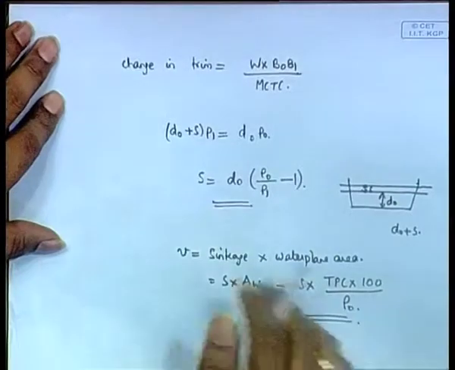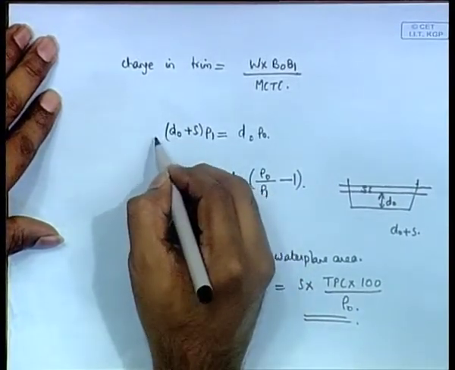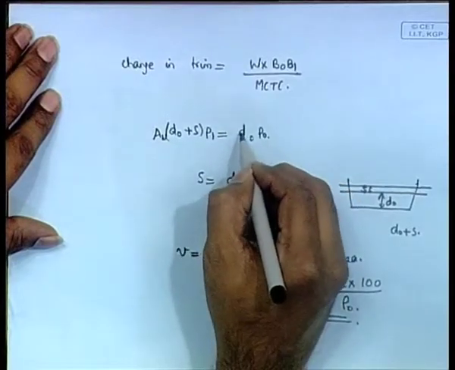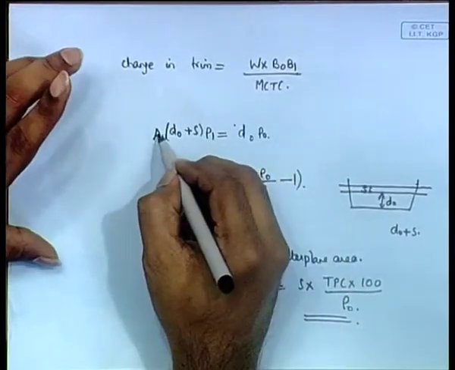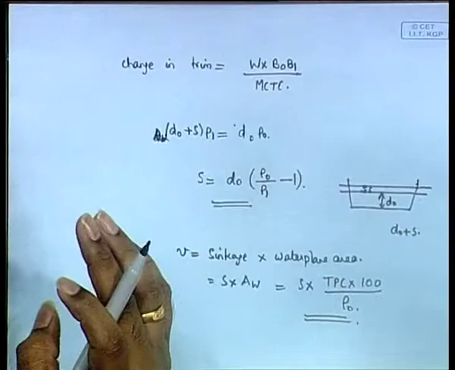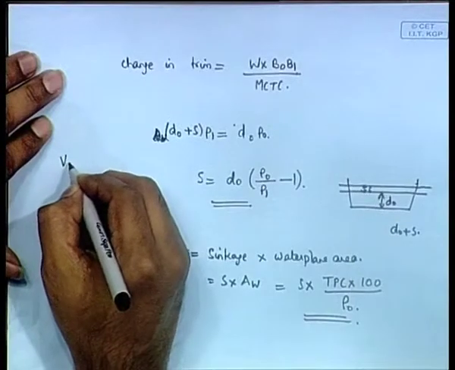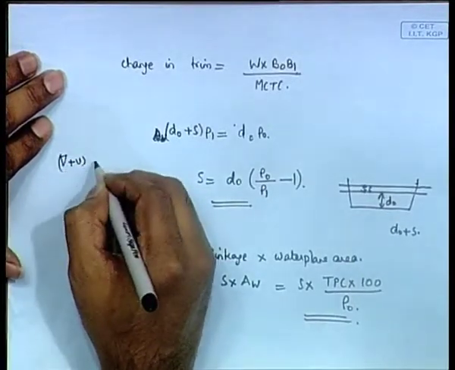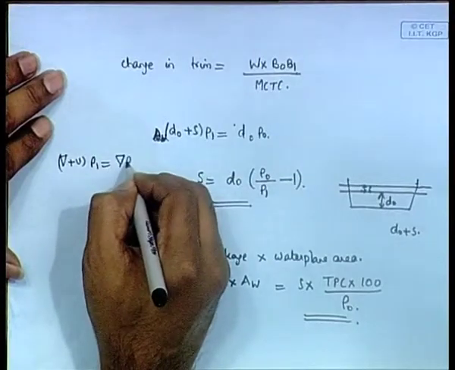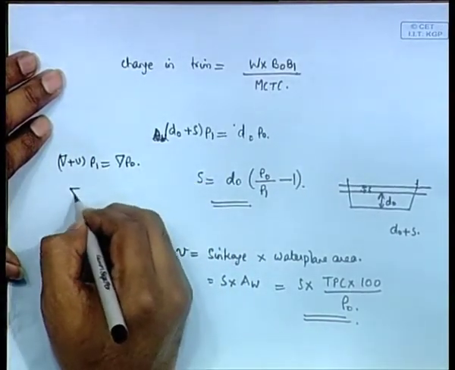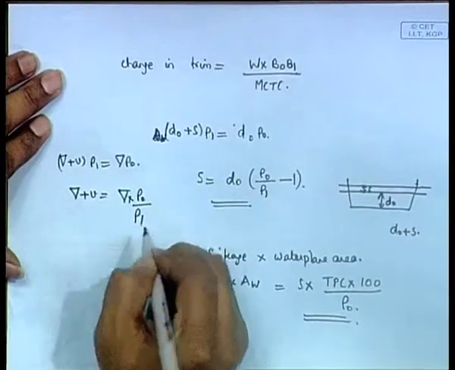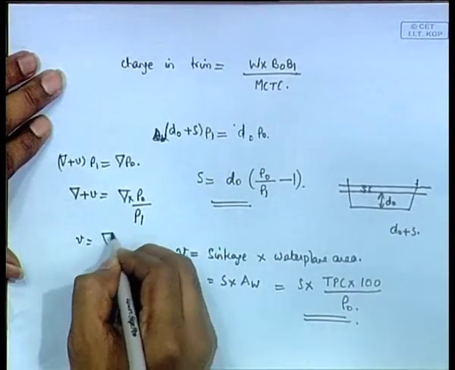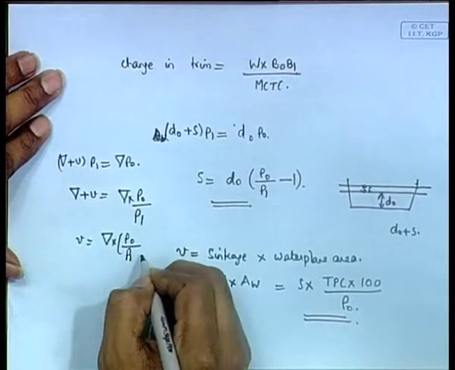Now, this expression, this is exactly like this. See, there is an AW also here. It's not exactly this, this should be AW plus the new AW, but we are assuming it to be almost the same, because water plane area doesn't change much because of change in draft of probably 10 centimeter or something. It doesn't make any difference. The real expression is like this. So, del plus V is equal to del into rho 0 by rho 1, or V equals del into rho 0 by rho 1 minus 1.